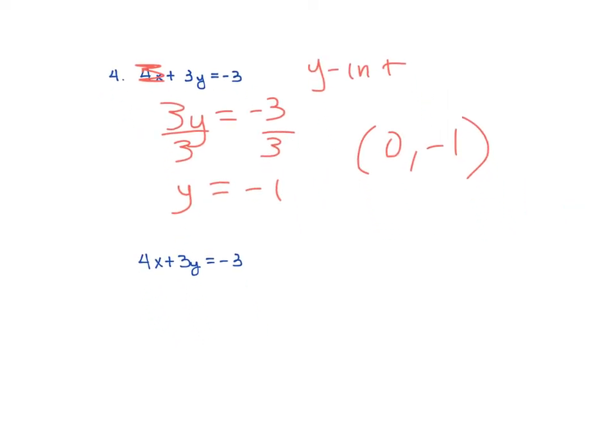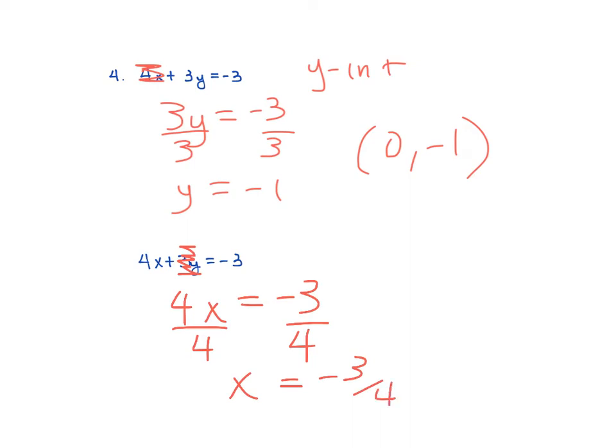For the x-intercept, I cover up y and solve what remains. Again, it only works when it's in standard form. So then you get negative 3 over 4, 0. And that is your x-intercept. And again, if you were to graph them, you would graph the first point, the 0, negative 1, along the y-axis, graph the negative 3/4, 0 on the x-axis, and connect the points.